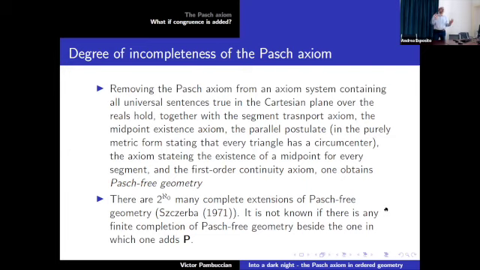If you do the same story and you remove the parallel postulate, and you leave everything else in Tarski's axiom system intact, then there are just 2 extensions, Euclidean and hyperbolic. Here, you have continuum many. And we don't know if there is a really non-Paaschian geometry in which you just replace Pasch with something else and get it to be complete.